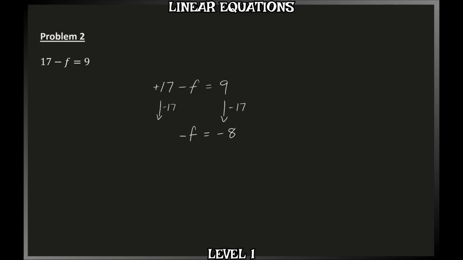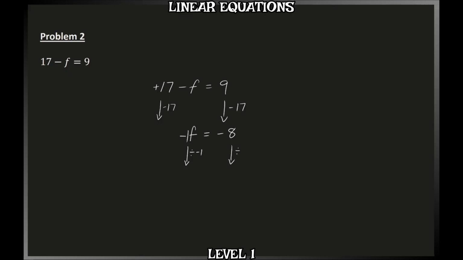Now here we can look at this and say if minus f is equal to minus 8, then f must be equal to 8. More formally, the minus in front of the f is a minus 1, and that minus 1 is multiplying the f. And the inverse of multiplying by minus 1 is dividing by minus 1.